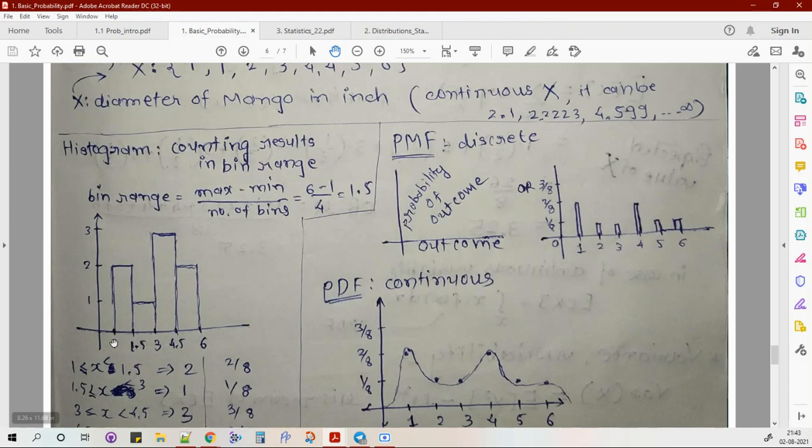Don't count this one, 1, 2, 3, 4, 5. No, it is not. A bin is nothing but this rectangle-looking area. So this is 1, 2, 3, 4. If you count the numbers, it is 5.